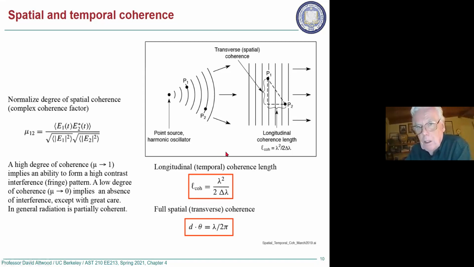So this coherence theory goes far beyond optics. In fact, in most optics courses, they say little or nothing about coherence. It's left as a separate topic.